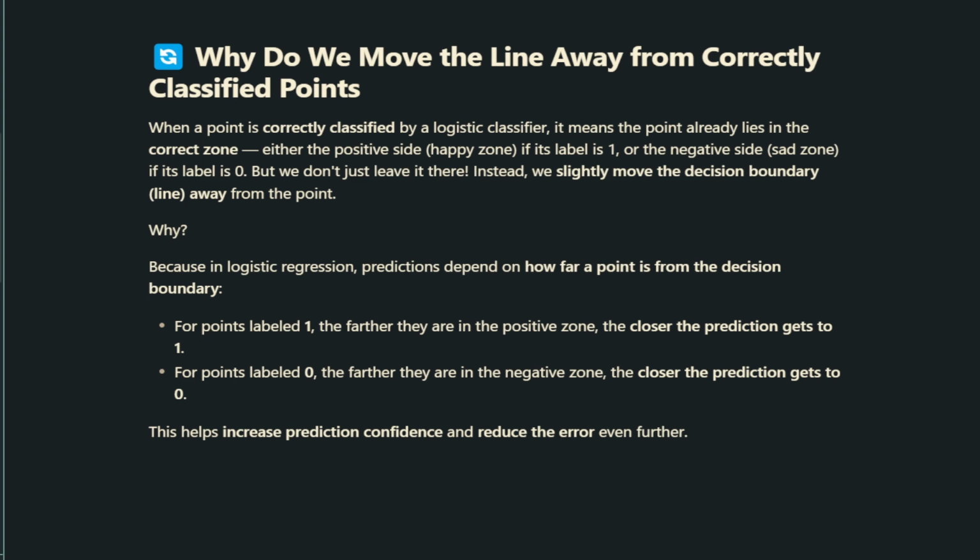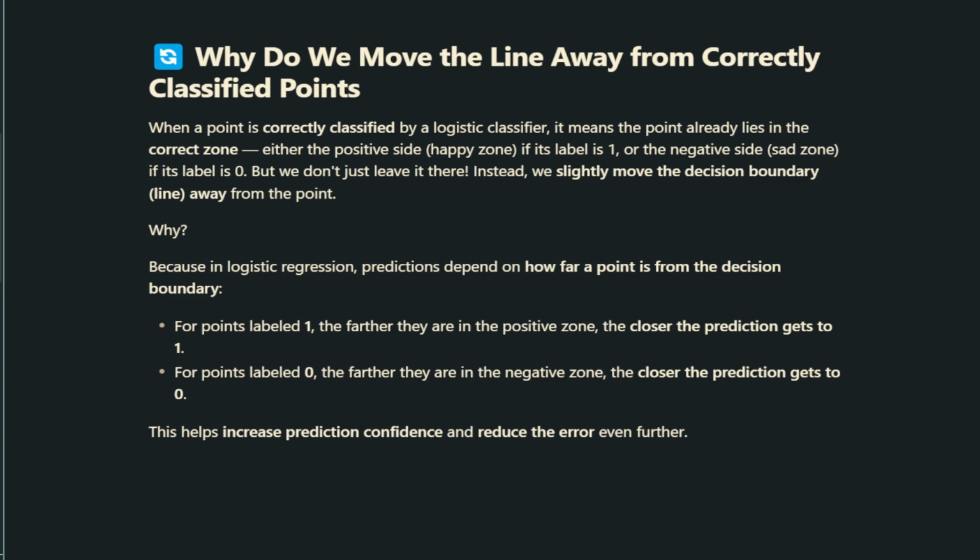Suppose we have a point that is correctly classified by our logistic classifier. That means the point is already sitting in the right zone. If its label is 1, it's in the positive zone. Let's call this the happy zone. If its label is 0, it is in the negative zone, or the sad zone. So you might think, if the point is already correct, why touch it at all? Here's the twist. In logistic regression, the prediction is not just about which side of the line it is on, but also how far away it is from the line.